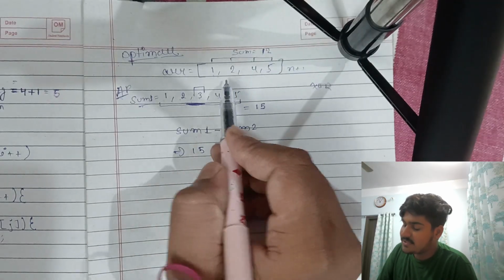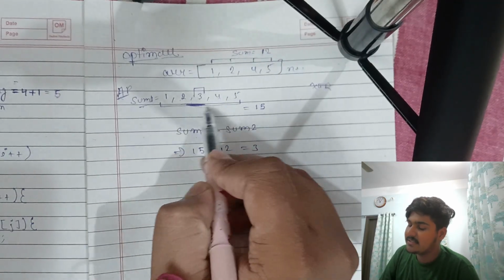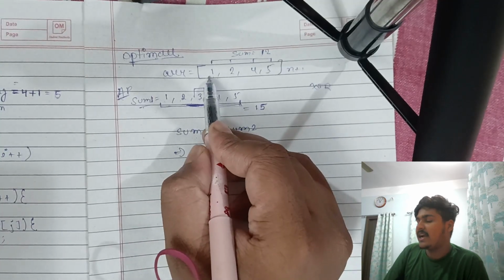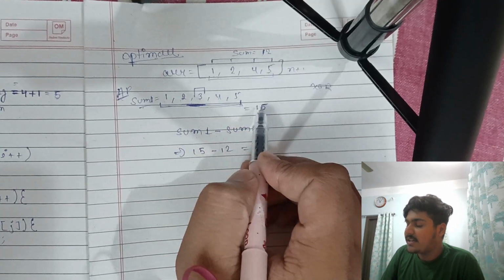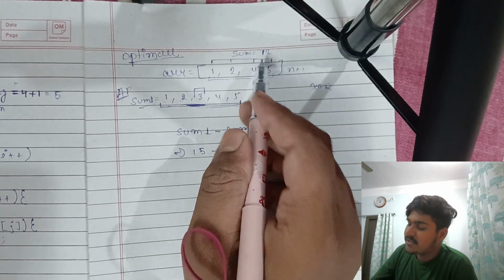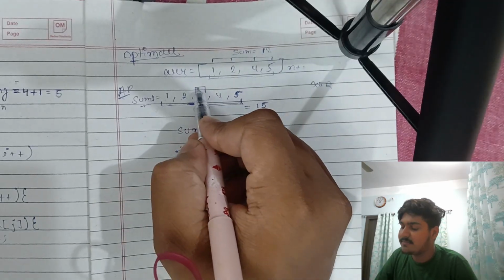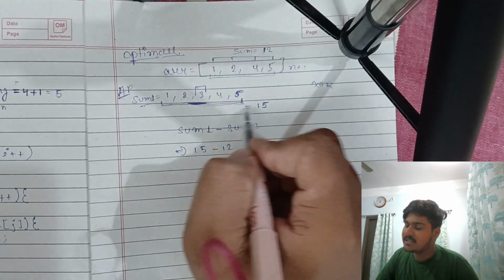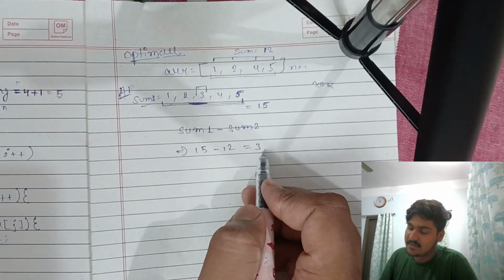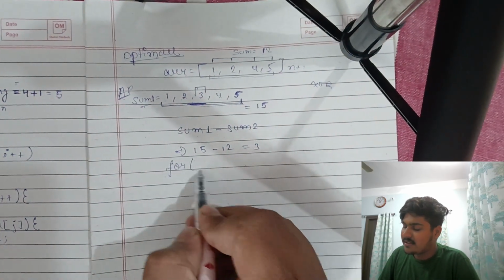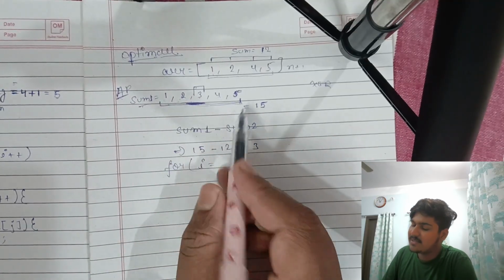Because in general, if we get the sum of all these elements, it comes out to be 15, and if we sum the other one, it comes out to be 12. Since the concept is that you need to find the missing number, that's why we use this particular concept to find the missing number. So the code will be simple: initially you need to calculate this particular sum.